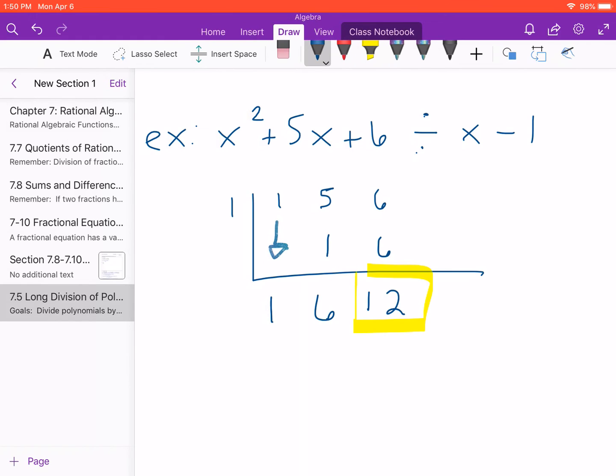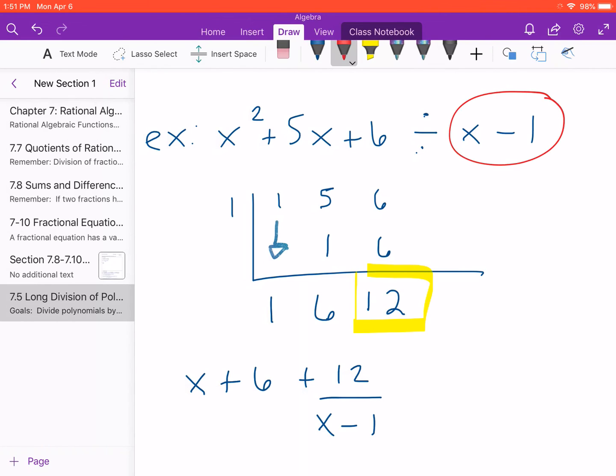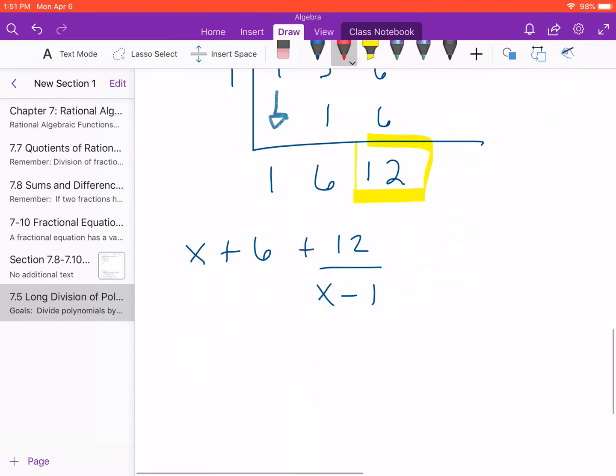So this final answer would be written as follows. x plus 6 plus 12 all over x minus 1. For those of you that are confused on where that x is coming from, I'm dividing x minus 1 into this polynomial. And when I divide those, I end up with x plus 6 plus 12 all over x minus 1. Let's go ahead and do one more example.